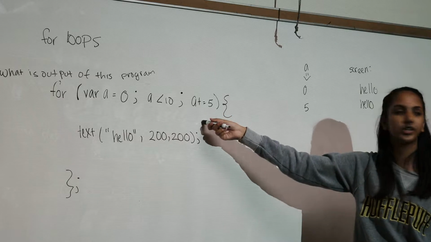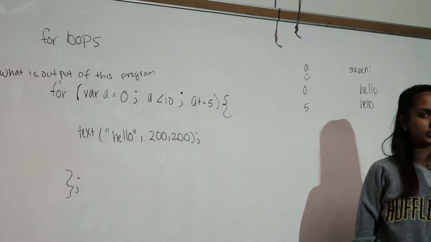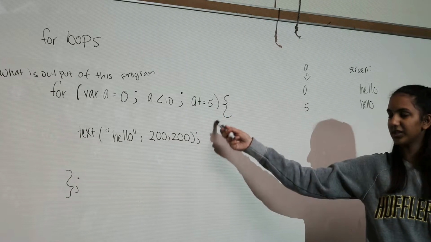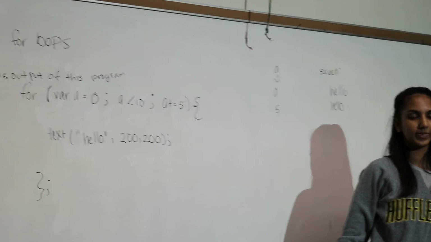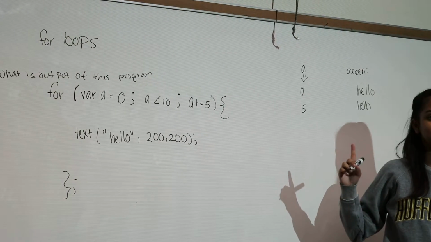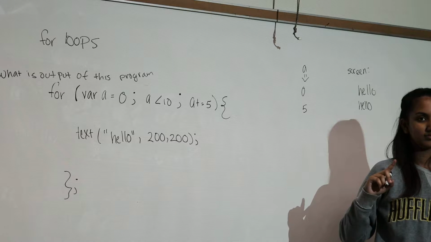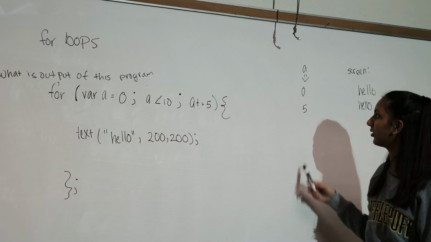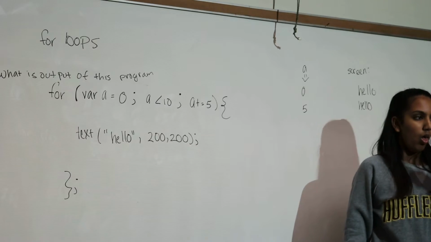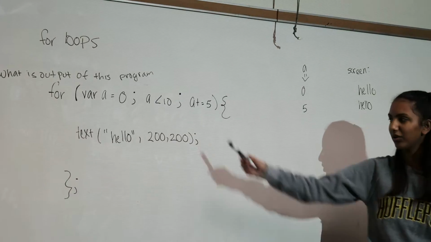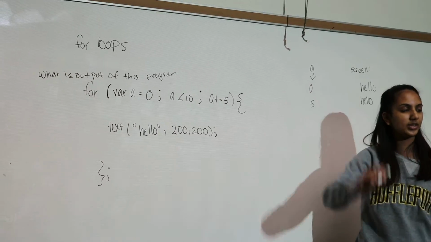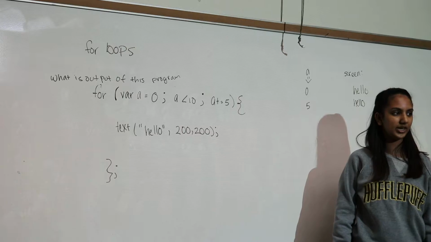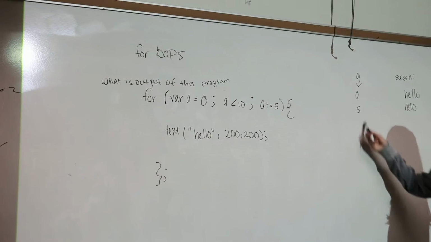So at the end, what are we going to do? You would A plus equals 5. What does that equal? Wait. A plus equals 5. What is A right now? 5. We don't go back to 0, because if it kept going back to 0, it'd be an endless loop. So what is A equal to right now at the end of this?